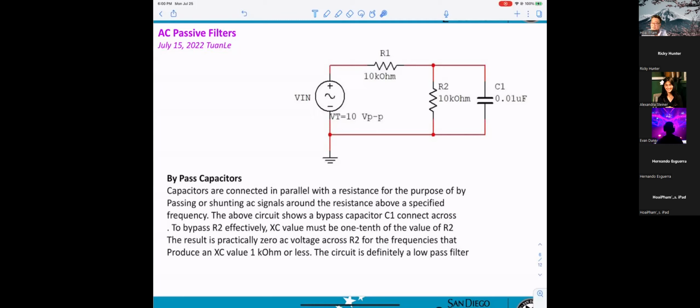The thing is that for a designer, sometimes they want to bypass, then they have to do calculation. To make sure of a good bypass, XC must be 1/10 of R2. That means if R2 is 10K, actually 1/10, that means 1K. Okay? That is for the designer, not for the technician. But when you're looking at the circuitry, for a technician, you have to understand their data about the bypass. And it will bypass 10 kilohertz or so.